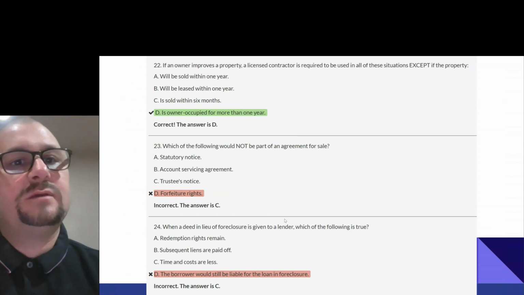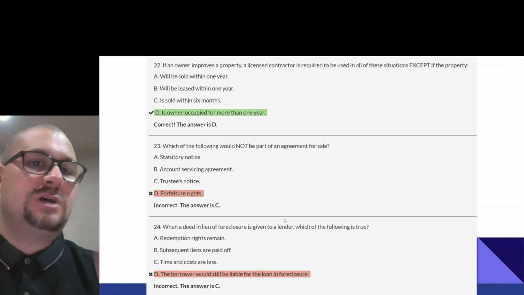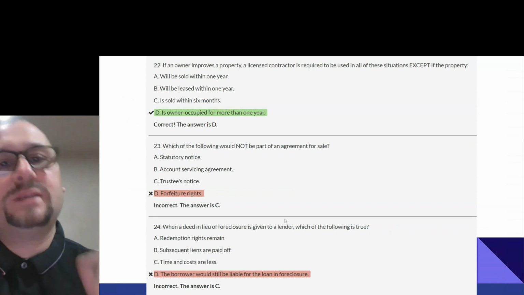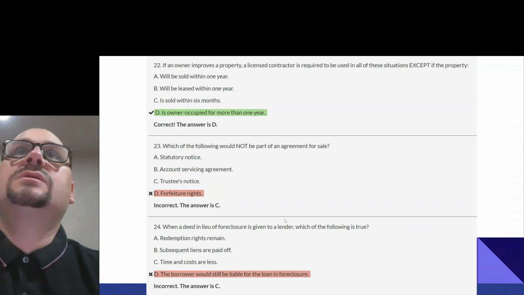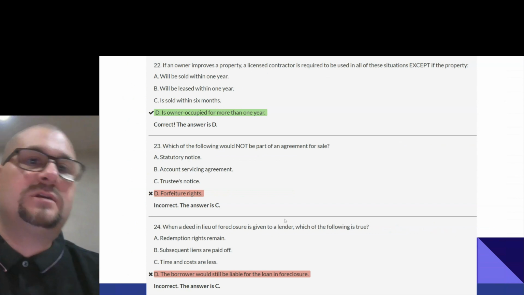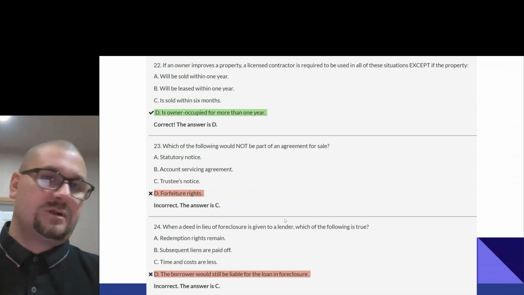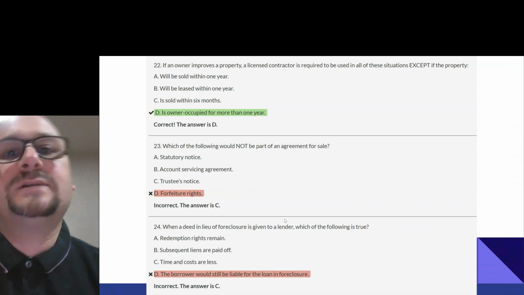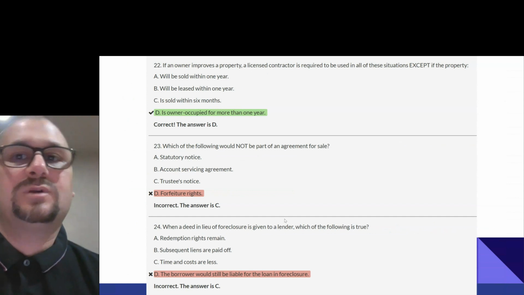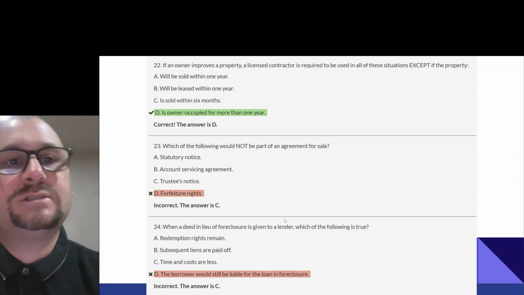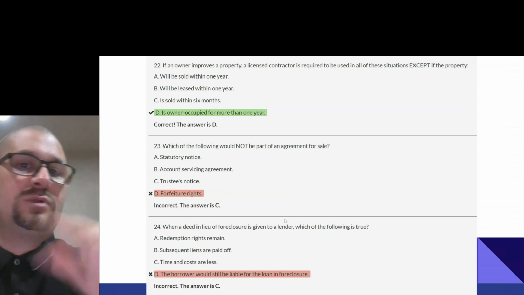If the property is owner occupied for more than 1 year, and an owner improves the property, say you're at your house and you improve it, a licensed contractor is required in all these situations except if the property is owner occupied for more than 1 year.